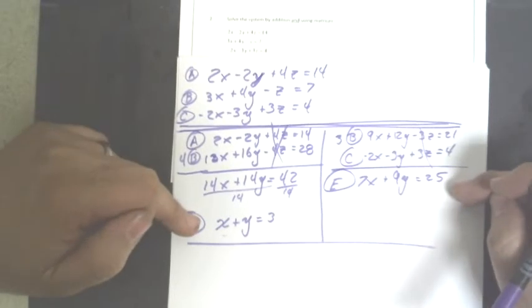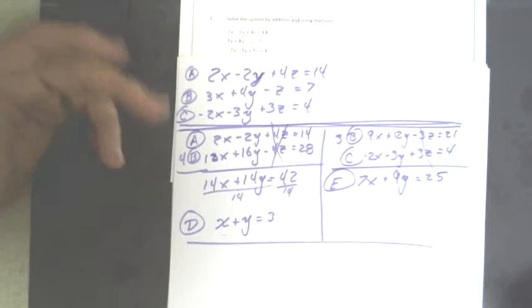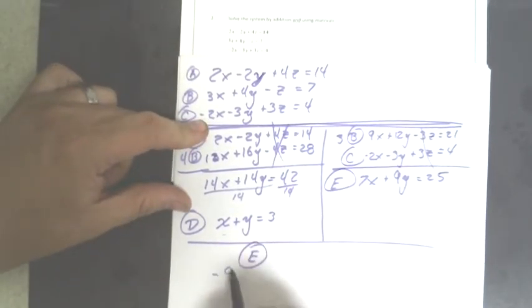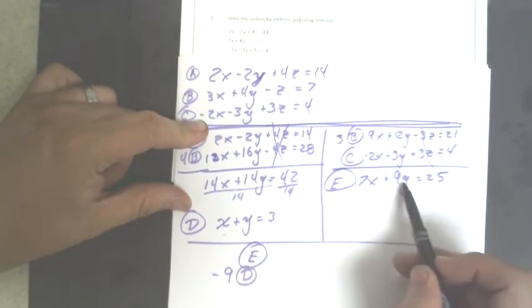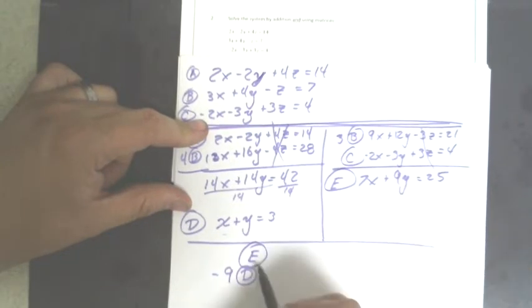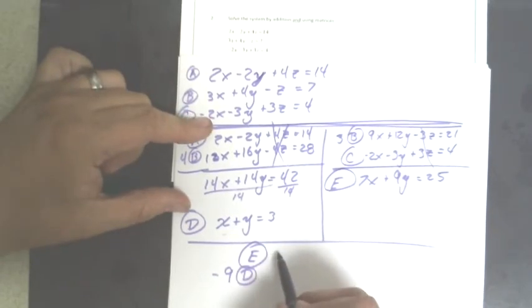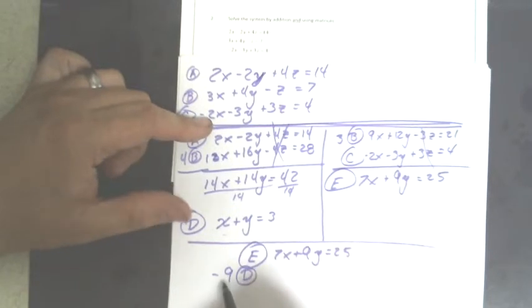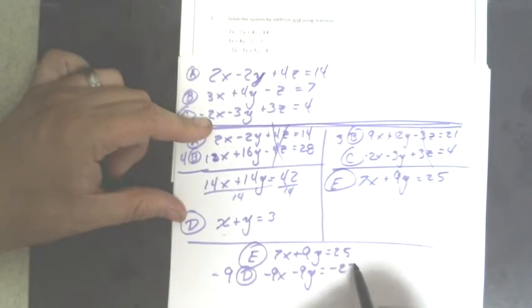We got rid of all the z's, so now we'll get rid of either all the x's or all the y's. Let's get rid of the y's. Why not? So we need to take E then and negative 9 times D to make that y a negative 9y, so we'll cancel with that 9y. Again, negative 7 on the D would work just as well too. So E is still 7x plus 9y equals 25, and negative 9D is, well, negative 9x minus 9y equals negative, what, 27? Yeah.